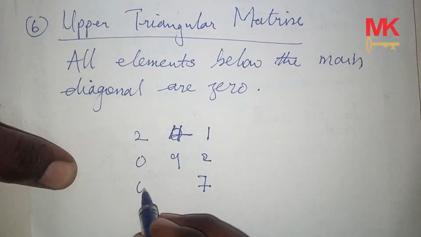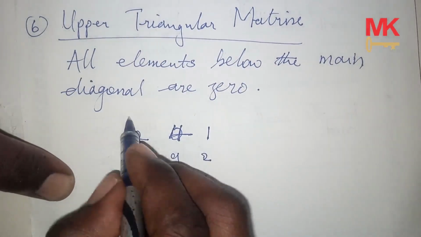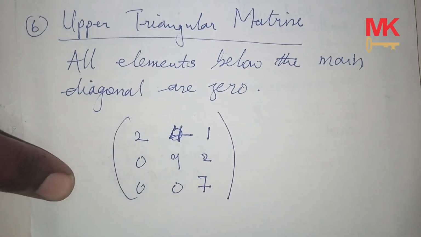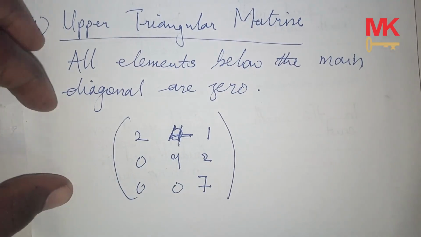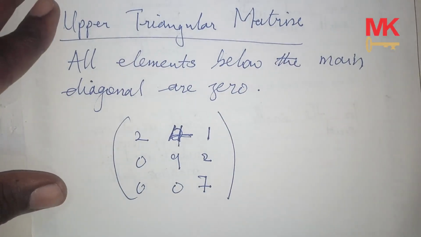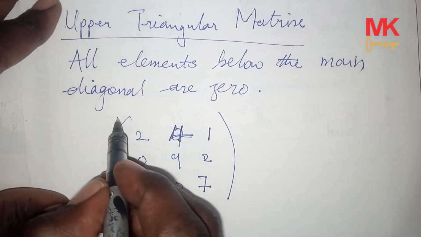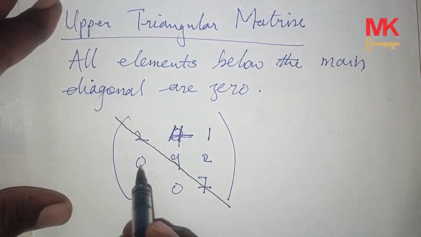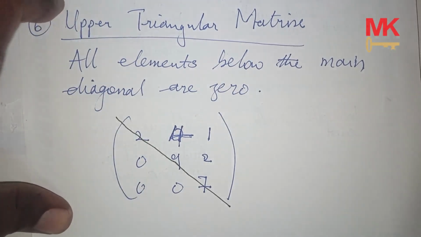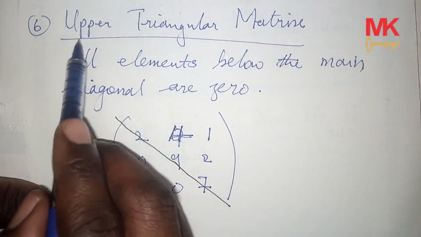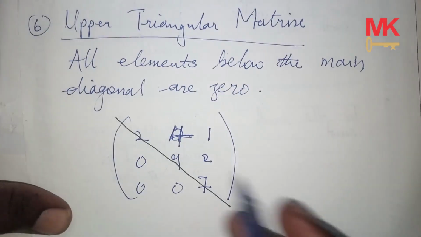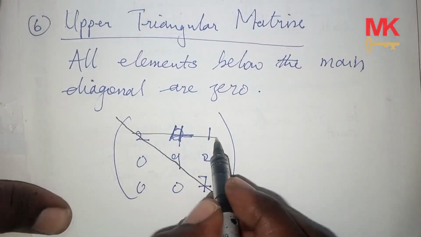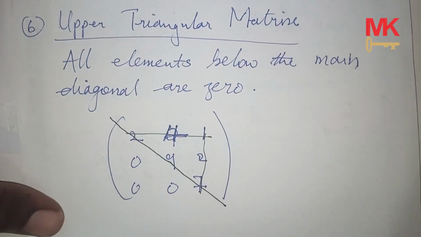We'll have a 0 here, a 0 here, a 0 here. This is called upper, let's take note, this is 4. This is called an upper triangular matrix. Why is it called an upper triangular matrix? Because all the elements below the main diagonal are 0. So if all the elements below the main diagonal are 0, then it's called an upper triangular matrix, because you can see a triangle that is above, like this.